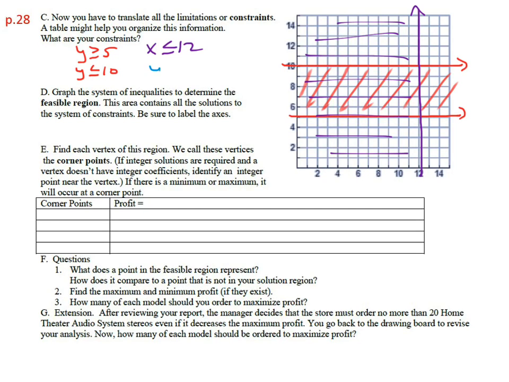And then we said that y has to be less than or equal to x. So that's just our parent function for linear functions. We have a y-intercept of 0, slope of 1, so we just have that line following through there. And that one was less than or equal to.